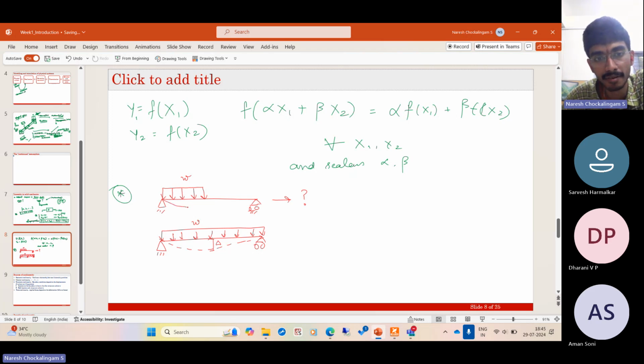Here the maximum will be somewhere else, not at the midspan, but at midspan you will have some deflection. So let us use only the ideas of linearity. Don't worry about how we solve for this. I'm giving you that when the full beam is loaded, the midspan deflection is delta, and I'm just asking what is the deflection here. This is the question.